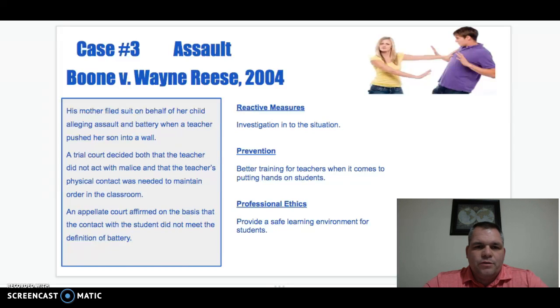If you're going to put your hands on kids, it's got to be for a very good reason, and it's got to be clear and concise, and there can't be any doubt in your mind that you're doing the right thing for all the kids or that student that you're moving at that time. If it's for the kid's safety, absolutely you do it. But you have to know that's what it's for. So you definitely got to do that. And professional ethics: you got to provide a safe learning environment for your students at all times.